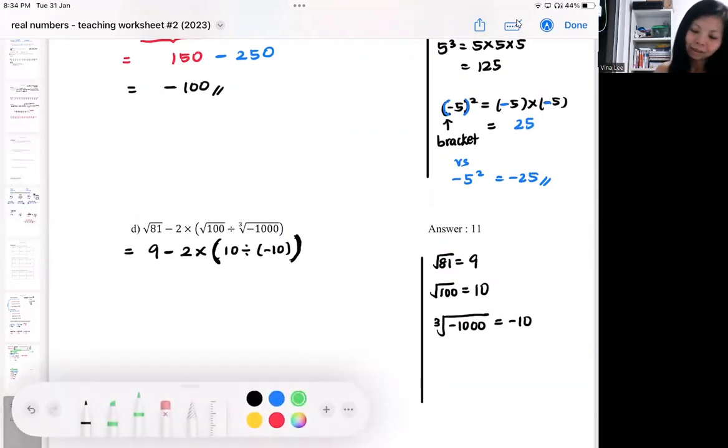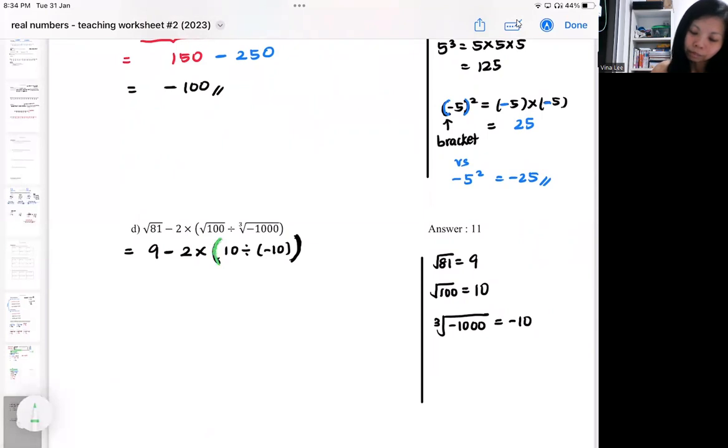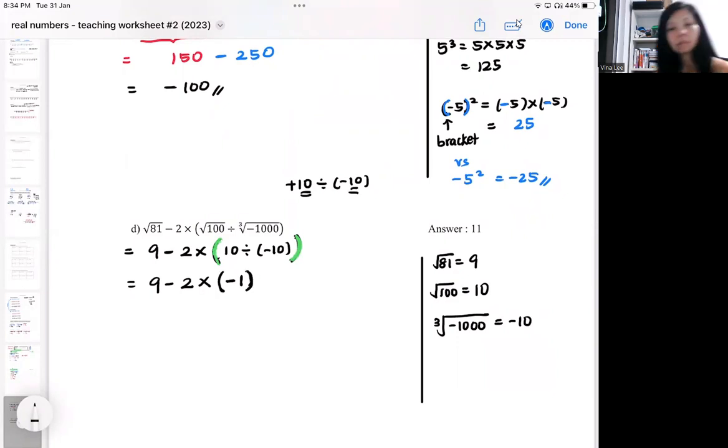Did you see a bracket that you got to attend to? So you should ignore all other things first. Handle the bracket. So when you handle the bracket, what happened? Positive 10 divided by negative 10. Positive and negative will become negative. 10 divided by 10 will be 1. So you already handled the bracket.